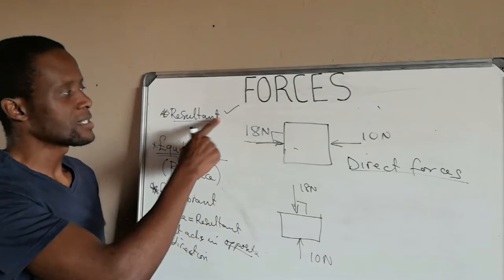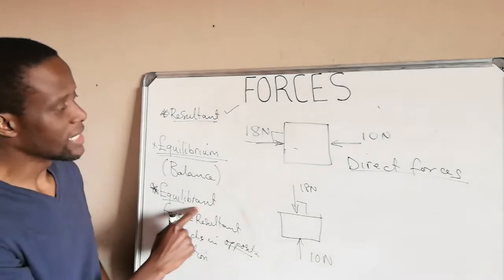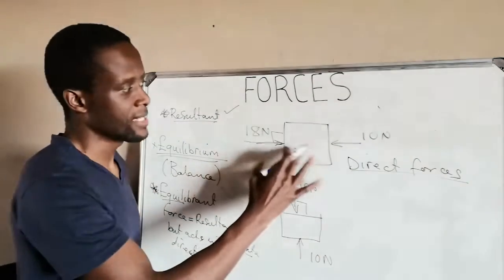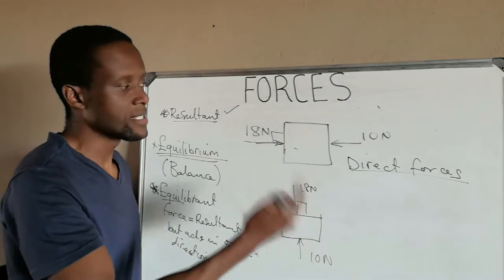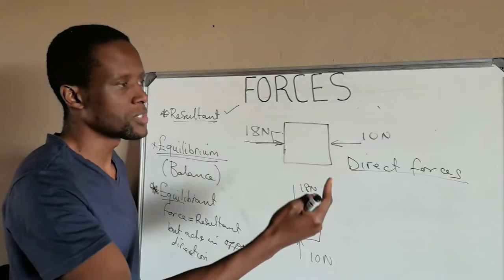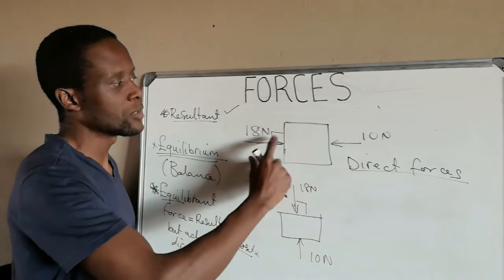Once you find the resultant and you oppose the direction of the resultant, what we get is the equilibrant. In this case, we got 8 newtons to the right. The opposite of right is left. When we oppose the 8 newtons and we say left, it becomes the equilibrant. It is the force that will balance out these two forces.